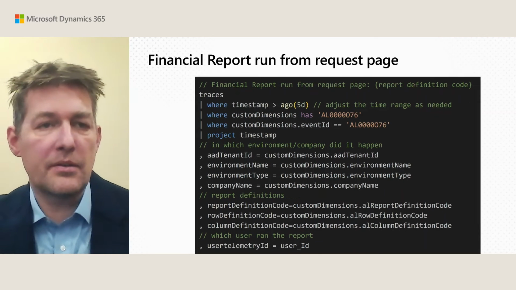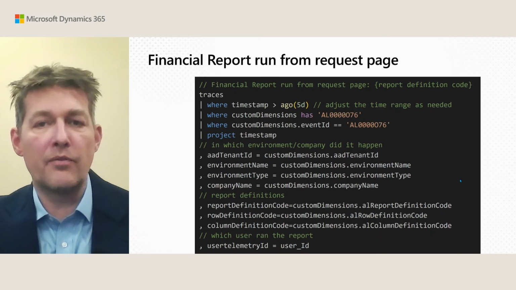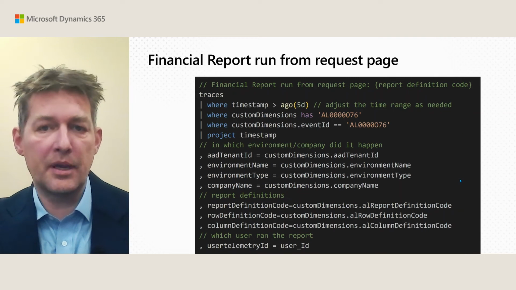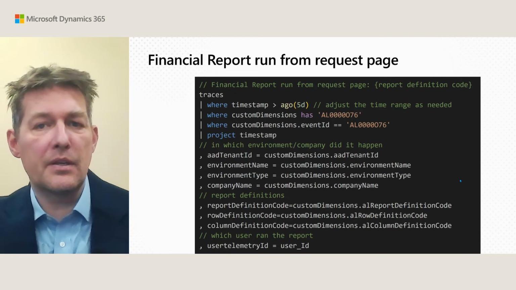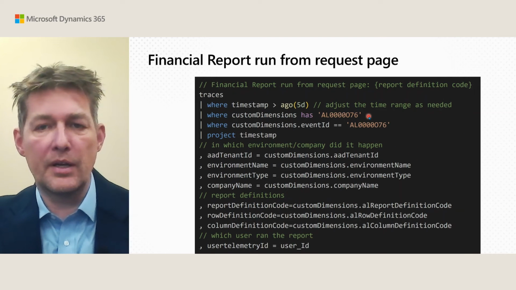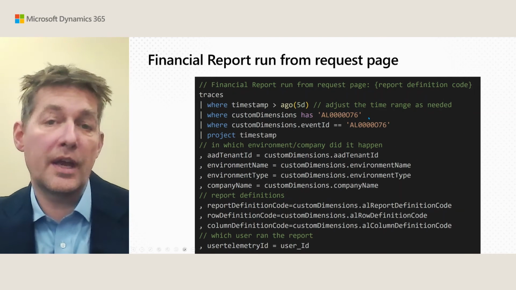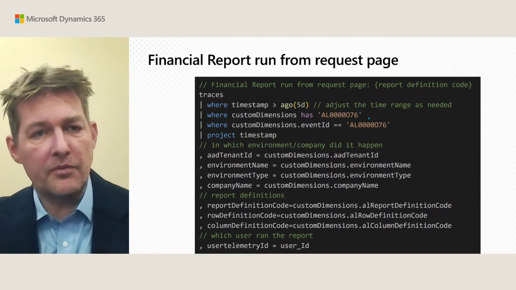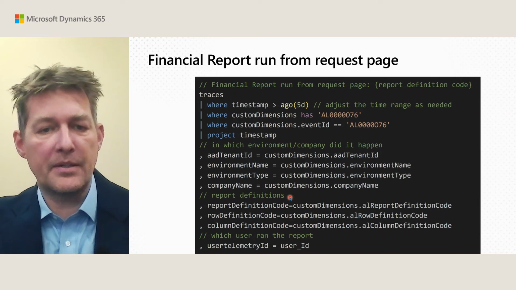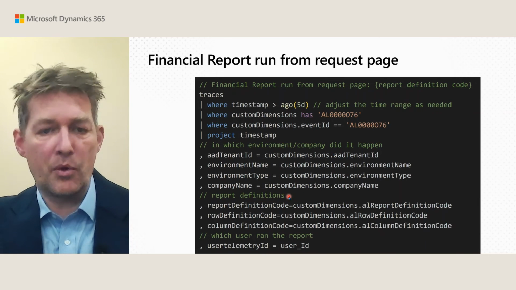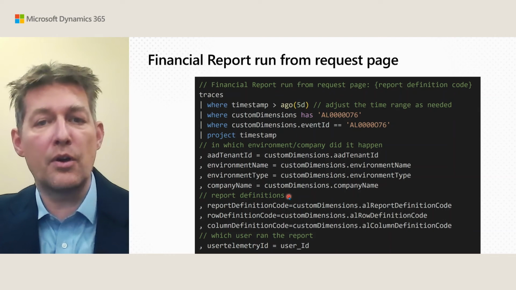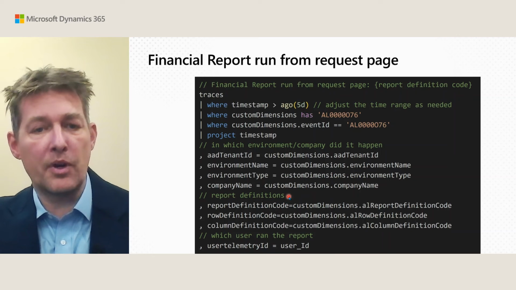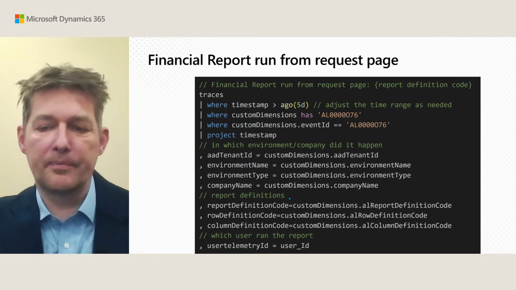Related to this is whether the financial report was run from a request page and therefore a user achieved a report as a PDF. And you might think, why would you need a special event with a new ID like this one? Because you already have telemetry for report rendering. That's true, but for financial reporting, it actually makes sense to also log the report definitions used. So this not only will give you that one financial report was run, but which one it was.